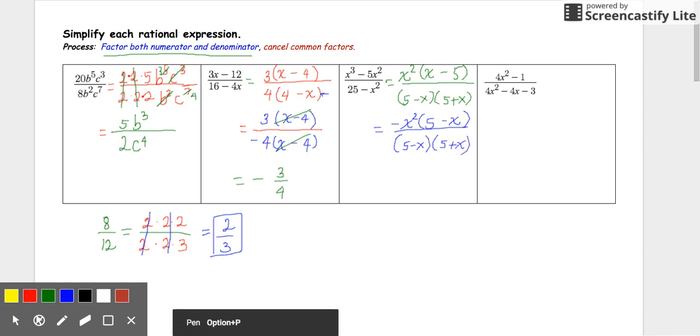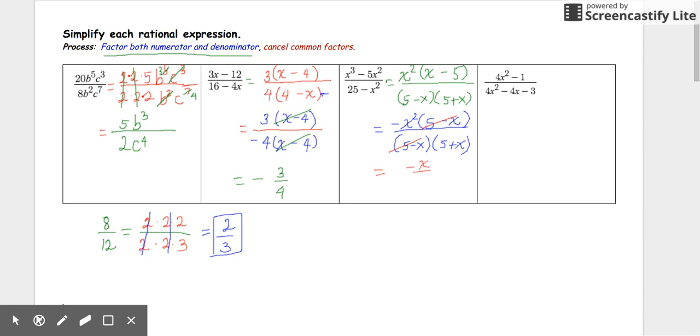Now we can cancel 5 minus x. Therefore, the final answer is negative x squared over 5 plus x. This is much simpler than the given. Okay, last one. The numerator is another difference of two squares, so we can factor this as 2x plus 1, 2x minus 1. The denominator, which is a quadratic trinomial, we can factor this using the box.